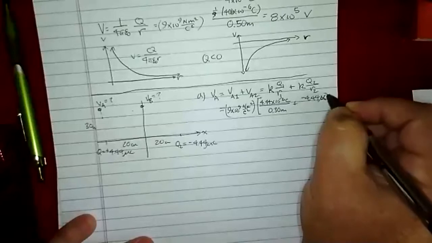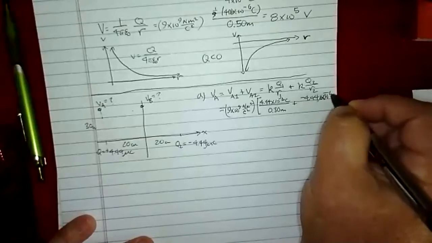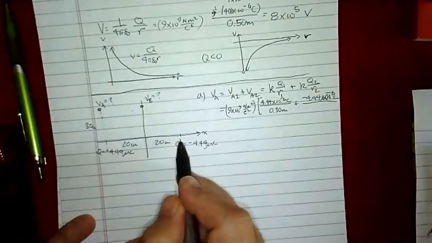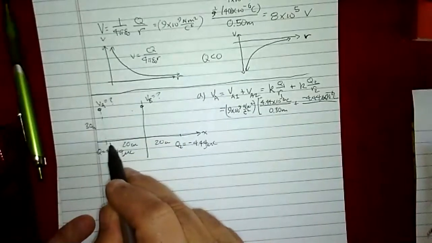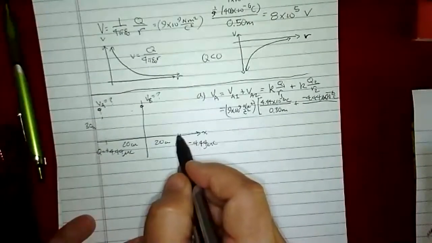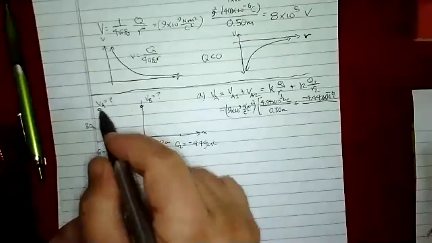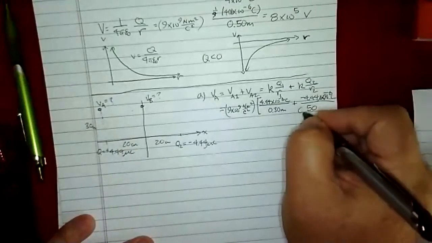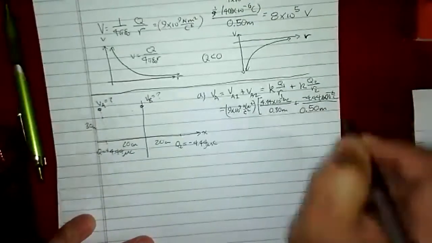times 10 to the negative 6 coulombs over, if you look, this is 20 plus 20, that's 40, plus this is 30, so this is a 3, 4, 5 triangle. That means this distance would be 50 centimeters. Again, I apologize for my lisp due to my missing tooth.